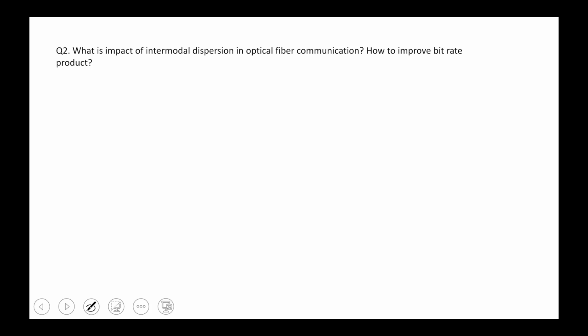Now, who joined recently? Jagannath Naik. Jagannath. Yes, sir. Sir, there is a network issue. I am trying to join. So now it is okay, I think your voice is also audible. And can you tell me what is the impact of intermodal dispersion, or what do you mean by dispersion? Jagannath.